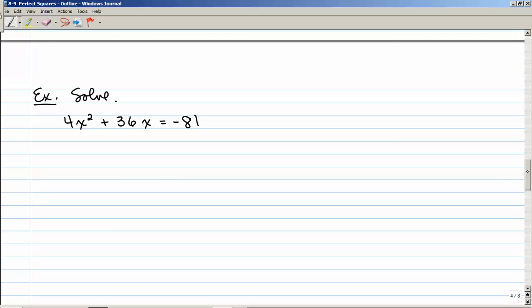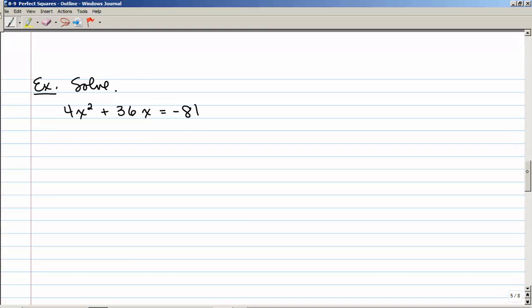We can also use this to solve equations. So I need to solve 4x squared plus 36x equals negative 81. But before I solve this, I need to put it into ax squared plus bx plus c equals 0 form. So that's going to be 4x squared plus 36x plus 81, so adding an 81 to both sides makes it equal 0.